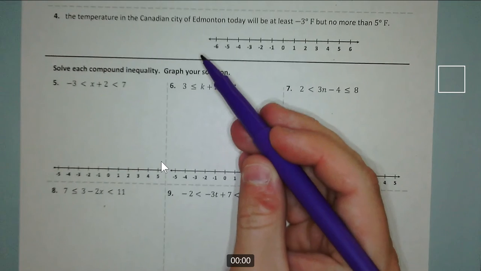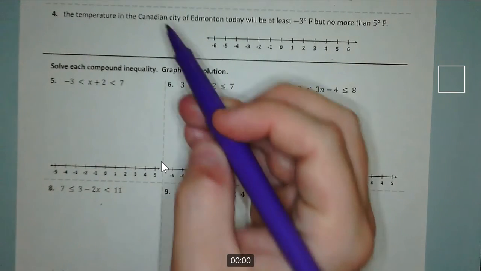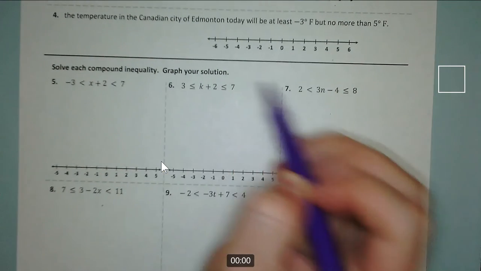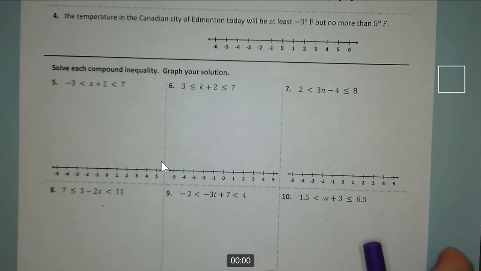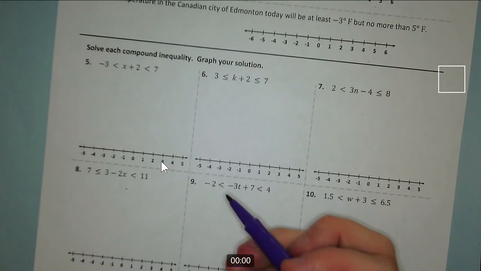And then once you get down to here, it looks like you're going to want to get the variable all by itself in the middle. Let's do number 8 together really quick.